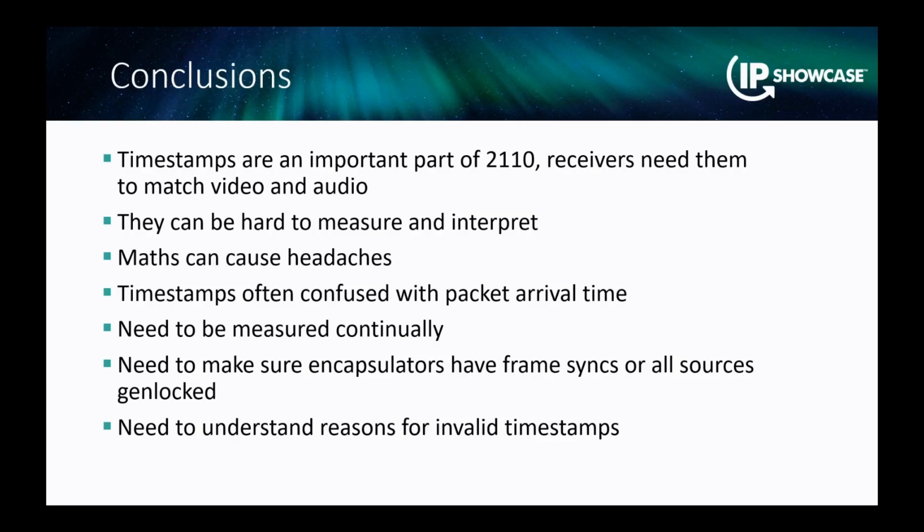These need to be measured continually. You can have jumps in the middle of the night that can lock you up. They can kick downstream devices out of sync, for example. It may be only a couple of frames, or more than a couple of seconds, and that jump happened over a day or two. Very important to make sure encapsulators have frame syncs or all sources are genlocked. And it's also important to understand the reasons for these invalid timestamps. There may be all sorts of reasons why.